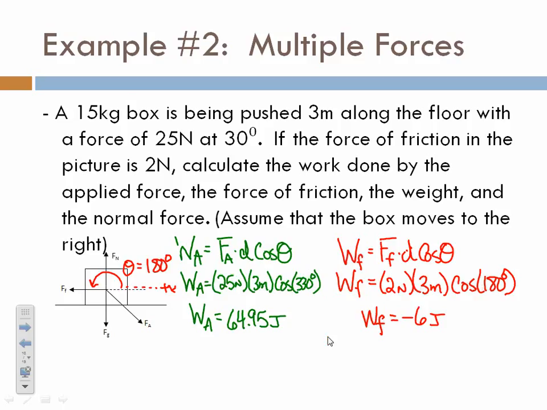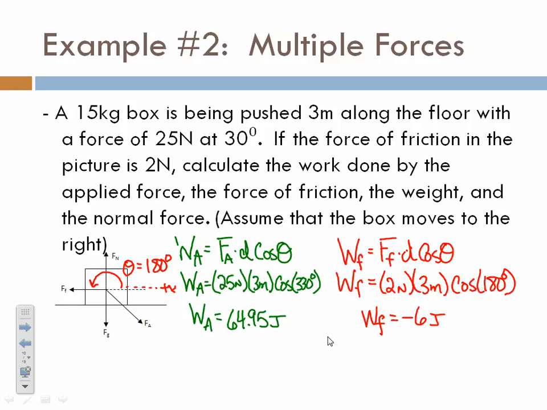So here's the deal. The applied force is increasing the energy, or adding 64.95 joules worth of energy to the box, whereas friction is taking 6 joules of energy away from the box. So we got one force that's putting energy in, and we got another force that's taking energy out. And so we're going to see this with all different types of forces, that depending on what direction they're pointed, they're either going to be putting energy into the object or they're going to be taking energy away from the object.